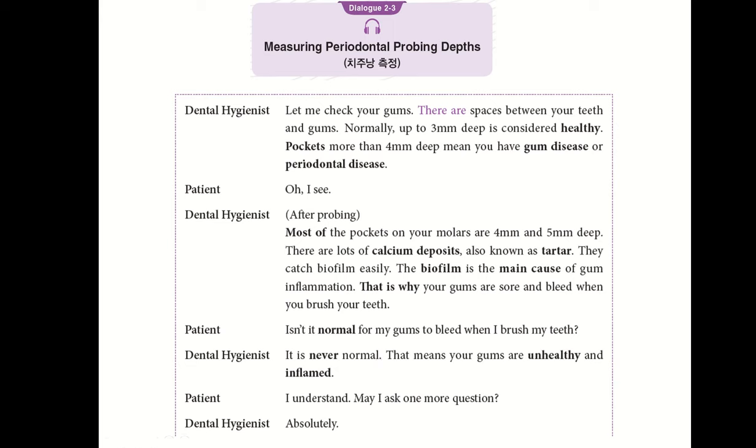disease. Okay, let me check your gums. There are spaces between your teeth and gums. Normally, up to 3 millimeter deep is considered healthy. Probing more than 4 millimeter deep means you have gum disease or periodontal disease. After probing, most of the pockets on your molar are 4 and 5 millimeter deep, which means there are lots of calcium deposit, also known as tartar. Calcium deposit is not good for your tooth. So they attract biofilm easily, and the biofilm is the main cause of the gum inflammation. This is why your gums are sore and bleed when you brush your teeth.